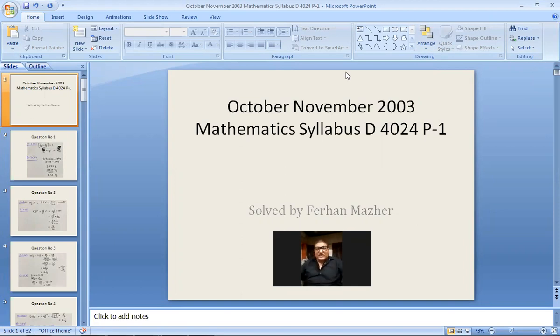Today we are studying the subject of mathematics. This is mathematics syllabus D 4024. It's O-levels mathematics. Today we have set our hearts to solve October-November 2003 paper. So let's start this paper.